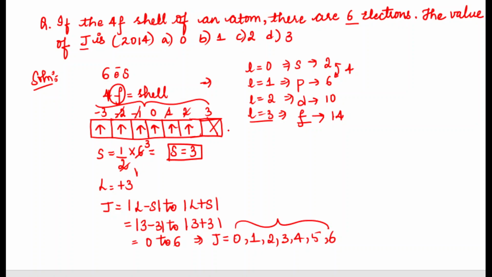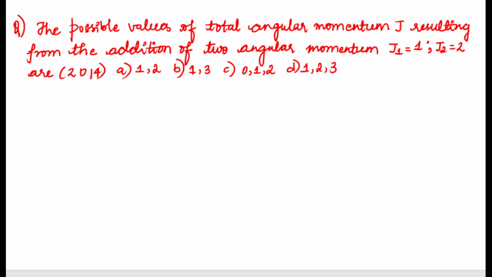Now observe this filling concept. In the filling concept, the electrons are less than half filled, right? In the less than half filled case, J will take the lower value. Here the lower value is 0. So I can mark option A, which is 0. I hope everyone is clear on this question. Let us move to the next question.